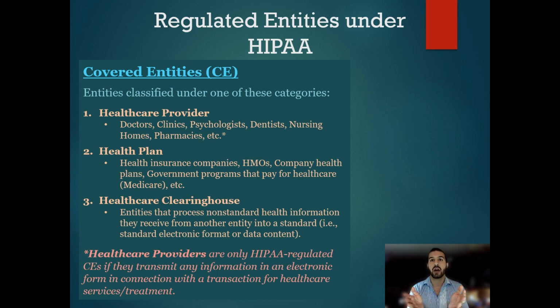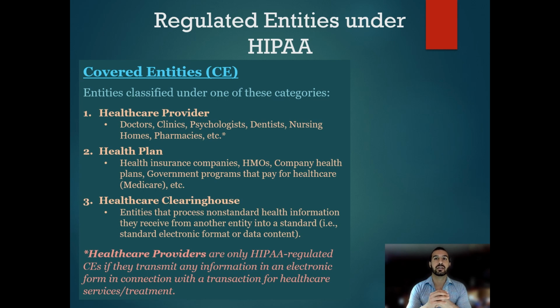So first we have covered entities. These are the more obvious ones that you would likely interact with when you're having healthcare interactions. First we see healthcare providers: doctors, clinicians, dentists, etc. And then two is health plans, so your health insurance companies, HMOs, health maintenance organizations, and there are also government programs that pay for healthcare. Examples would be Medicare, Medicaid, or the VA, because those are pretty much healthcare payment programs.